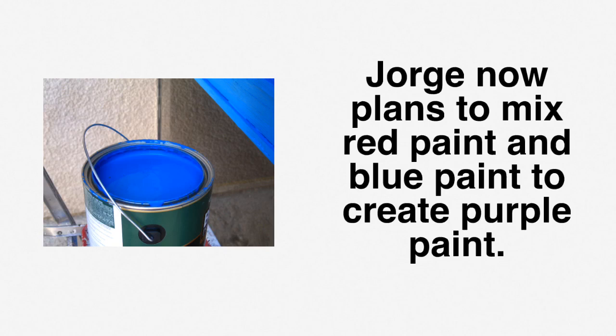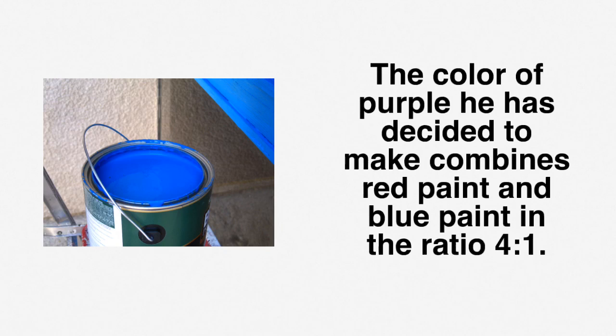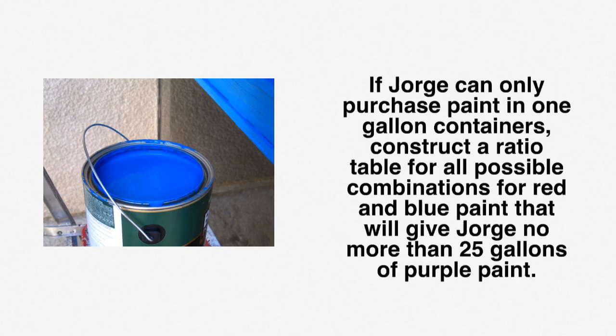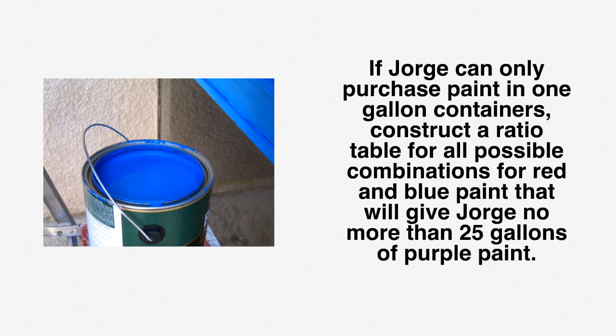Okay, George has a whole other plan. He wants to mix red paint and blue paint now to make purple. For George's custom purple color, he decides the best ratio is 4 gallons of red paint to every 1 gallon of blue paint. George can only buy paint in 1-gallon containers. So we're going to make a table that shows all the possible combinations for red and blue paint that will give George no more than 25 gallons of purple paint.